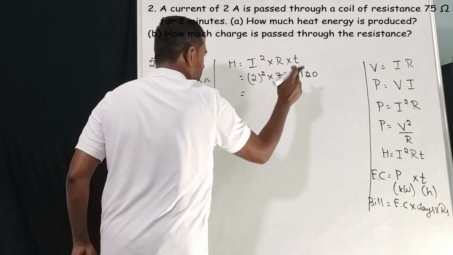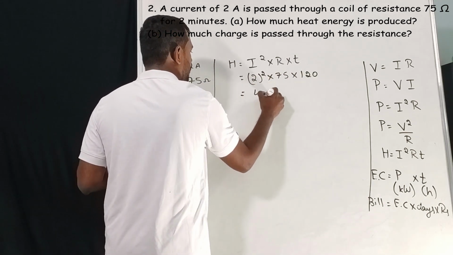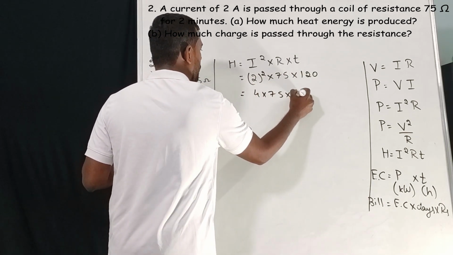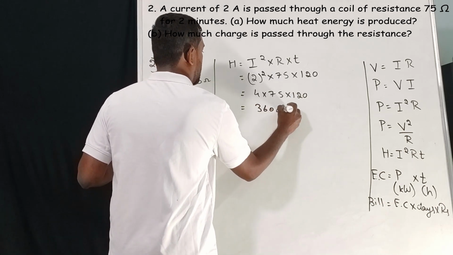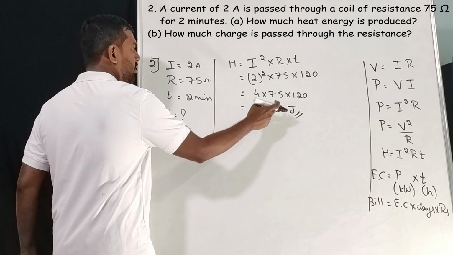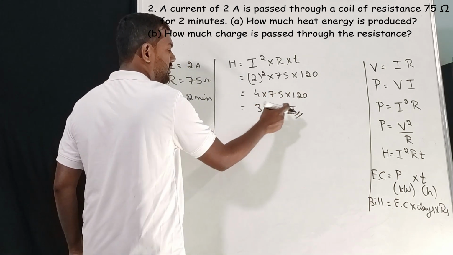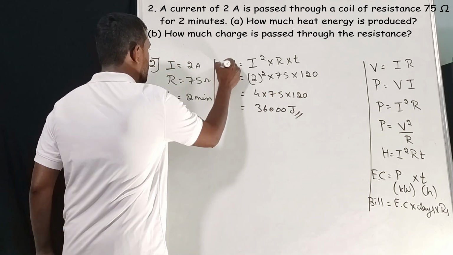Now the first mark is given here only. Next, 4 into 75 into 120, that is equal to 36,000 joules. See, if you convert time into seconds, the answer will be in terms of joules.